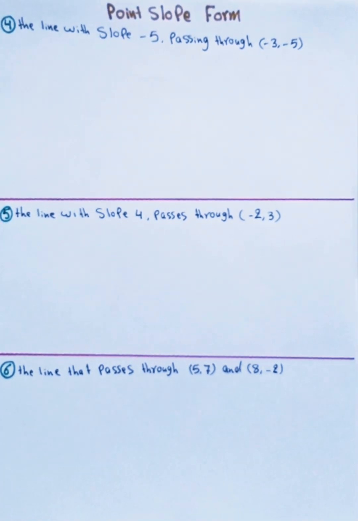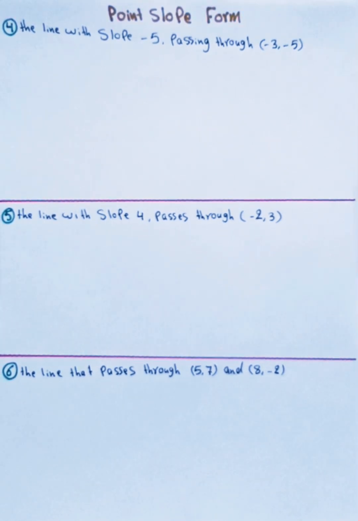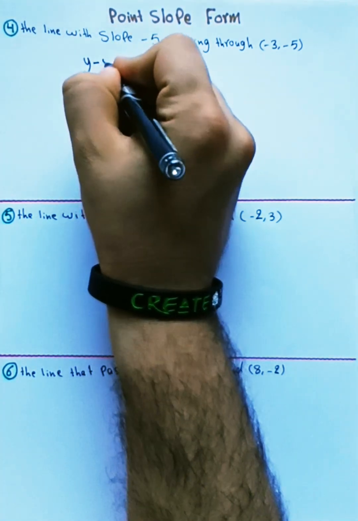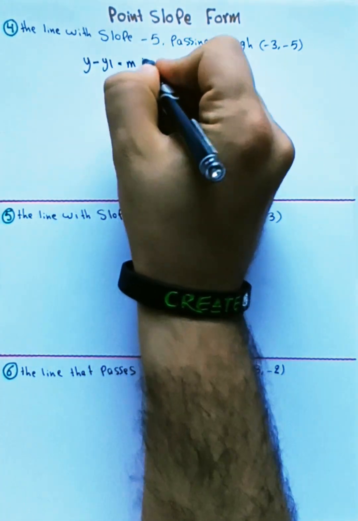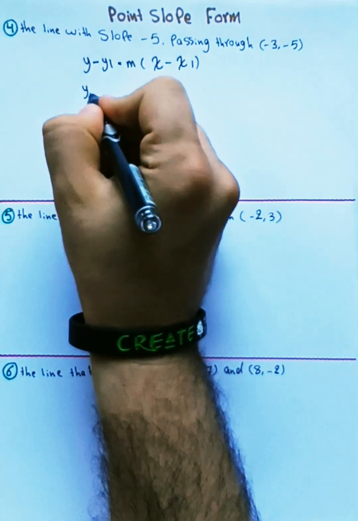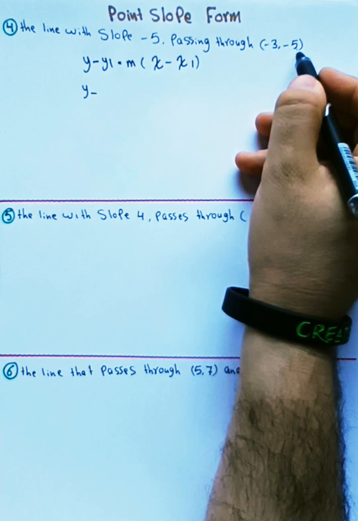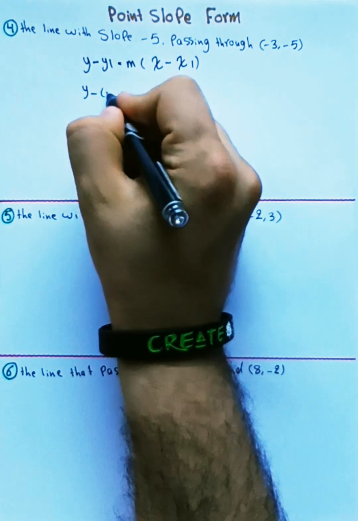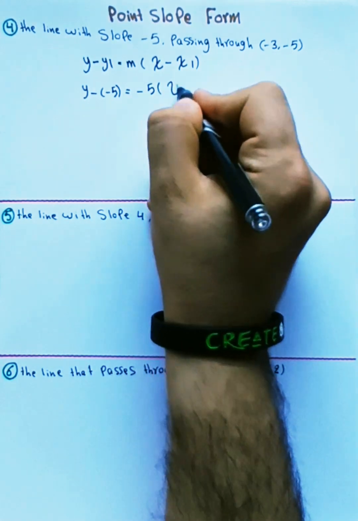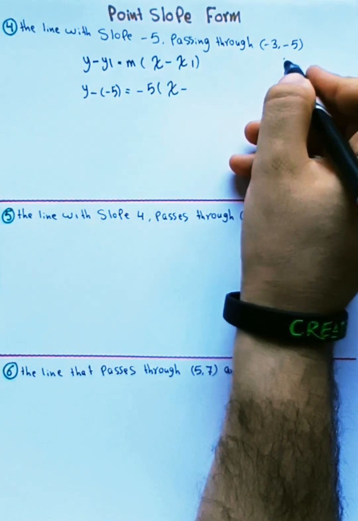Example number 4, we have to write the equation of the line that passes through negative 3 and negative 5 and the slope is negative 5. So the point slope form, y minus y1 equal to m times x minus x1. So y minus y1, y1 is negative 5, equal to the slope, negative 5, times x minus x1, x1 is negative 3.